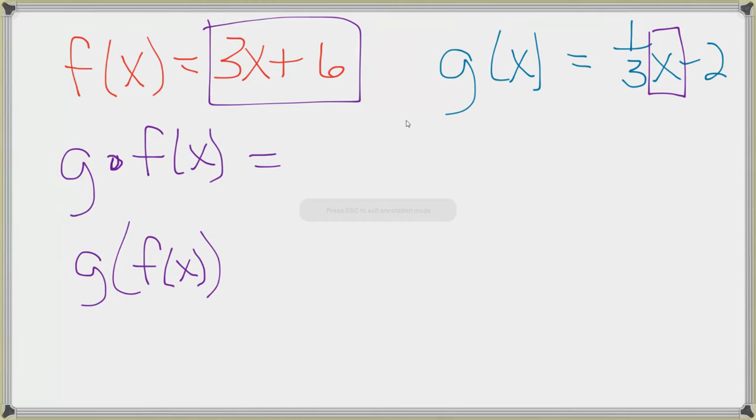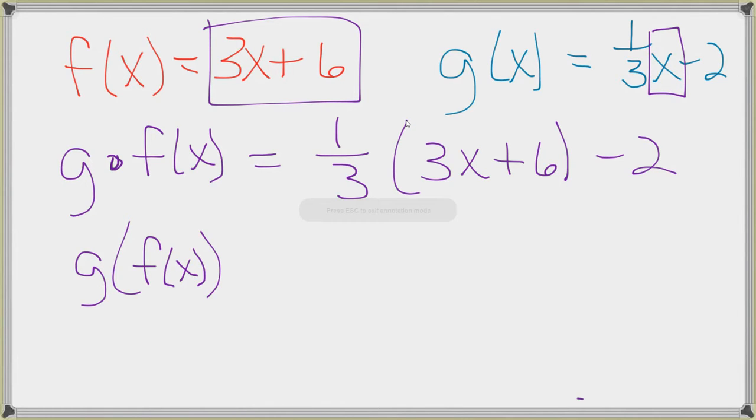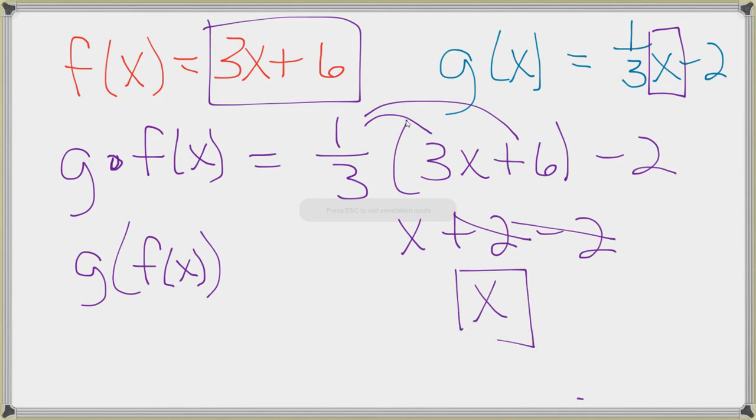So what's in parentheses? F of x. So we're going to take that whole f of x function, 3x plus 6, and replace the x in g. So 1/3, replace the x with 3x plus 6. What's left? Minus 2. What did we do? We took the whole function f, because it's in parentheses, we replaced it, we plugged it into g. Distribute. 1/3 times 3 is 1, 1/3 times 6 is 2. The 2's cancel. All that's left is x.